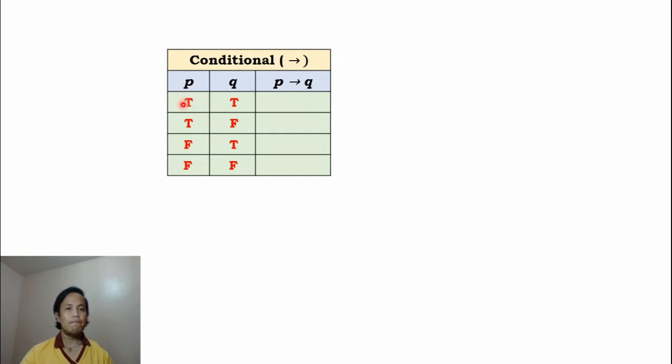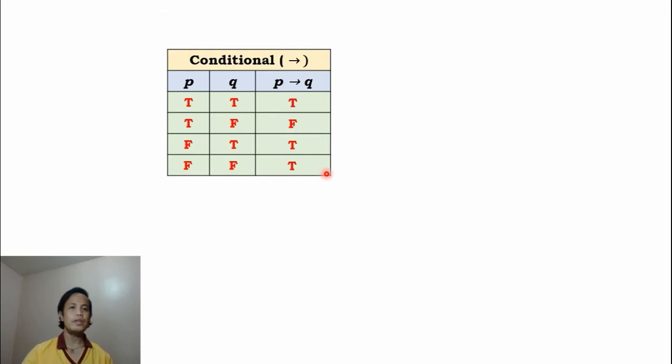If the first statement, P, is true and Q is true, our compound statement P implies Q is also true. Now, the second possibility, if P is true but Q is false, our compound statement P implies Q is false. Then the third one, if P is false and Q is true, then the compound statement is true. Now, if both P and Q are false, then our P implies Q is true.